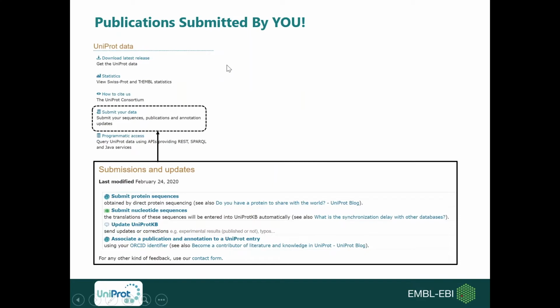Importantly, the users have the possibility to submit their own publications of interest. And this option you find on the UniProt main page under UniProt data. Click on Submit Your Own Data and choose Associate the publication and annotation to a UniProt entry. With that, you can contribute the references of interest to the proteins and help us find relevant papers to curate.